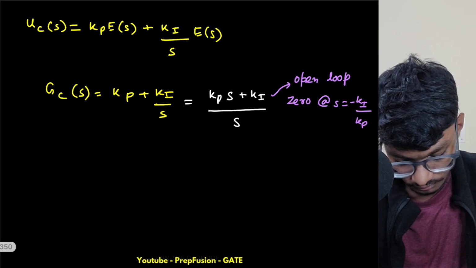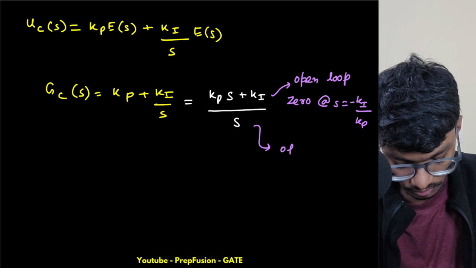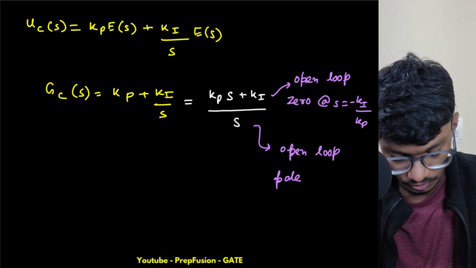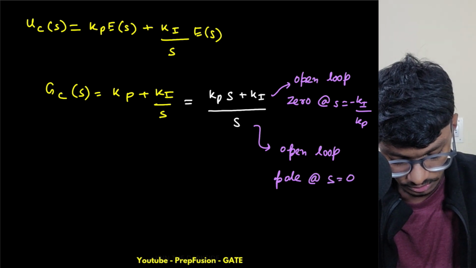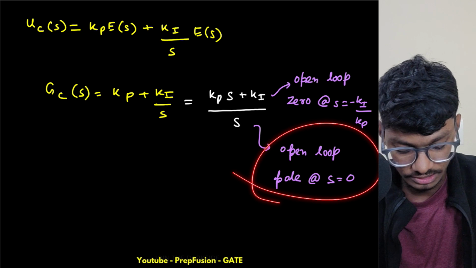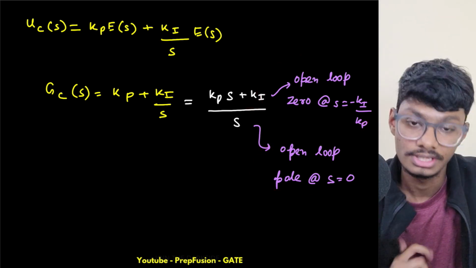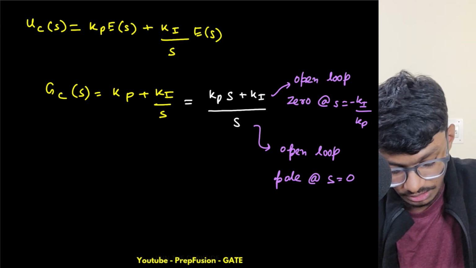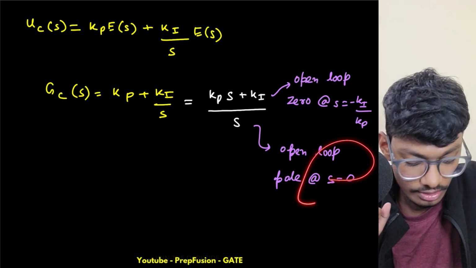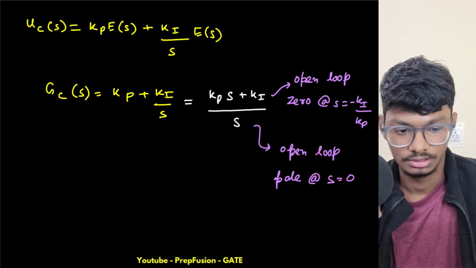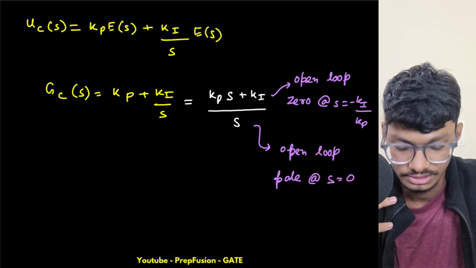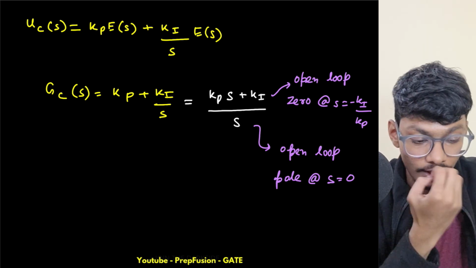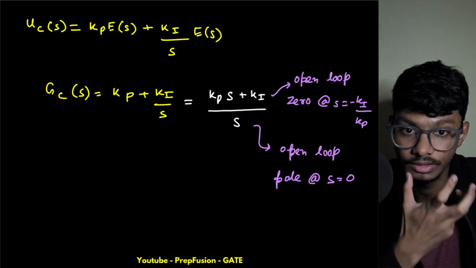And I get an open loop pole at s equals 0. Okay, so I get an open loop pole at s equals 0 and an open loop zero at s equals minus Ki by Kp. So basically what will happen here? What happens when we get an open loop pole very near the origin? If you recall correctly, you will see that my system tends towards instability because the phase margin reduces.